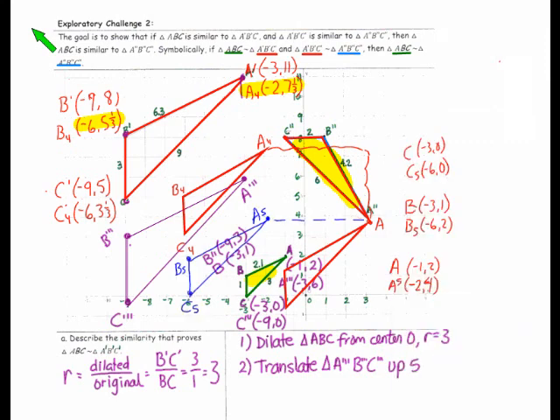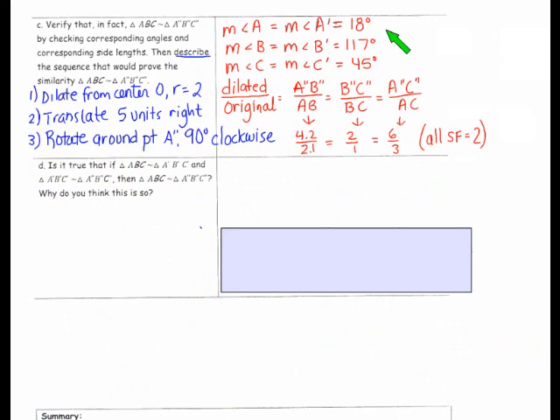Here's what my graph looks like so far. I've dilated the figure, and then I will need to translate it to the right 5, and then I will need to rotate it. The description should read, dilate from center O, r equals 2. Translate 5 units right. Rotate around point A double prime 90 degrees clockwise.